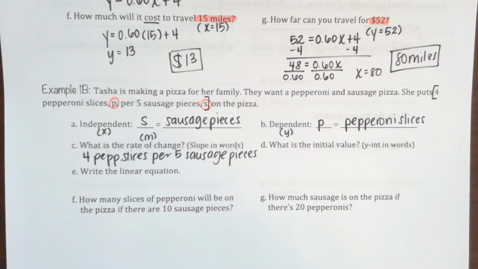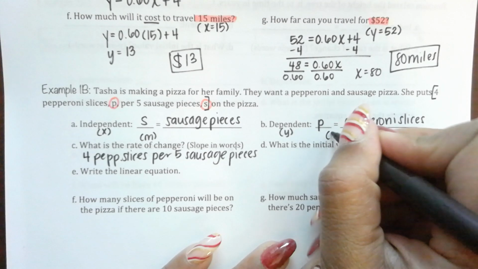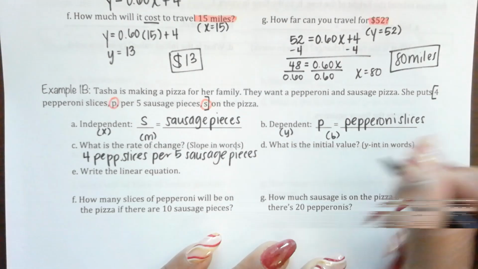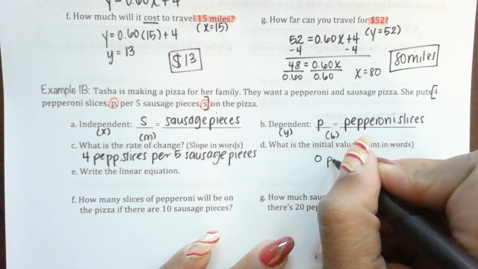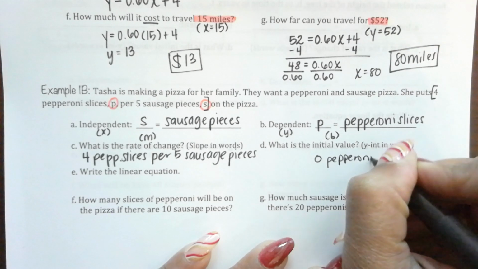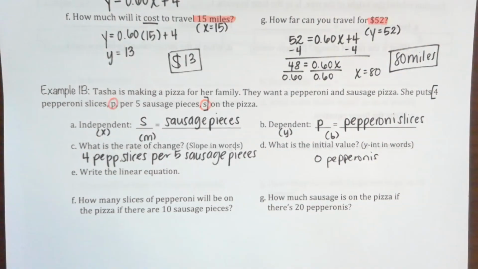Y'all just told me this actual pizza starts with sauce and cheese, right? Is there any other toppings on there yet? So every topping starts at what number? 0, because you have to put them on there. So we just said that B goes with that. The y-intercept in words is 0 pepperonis. Do I have an M? Do I have a B? So, how do I write my linear equation?